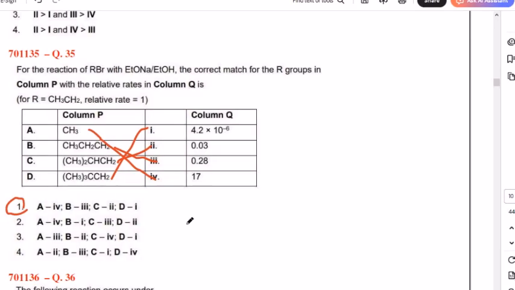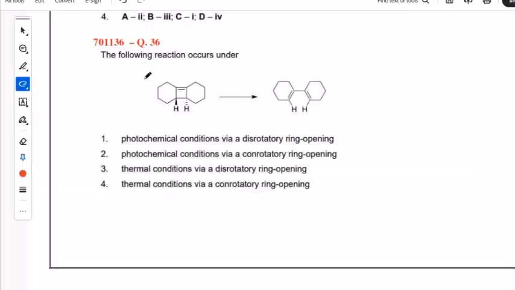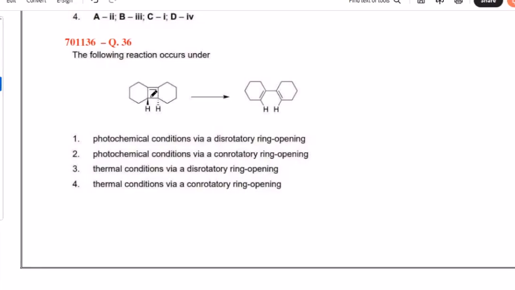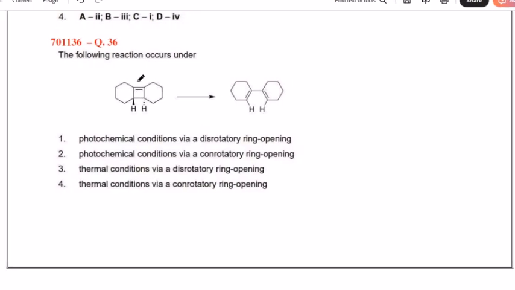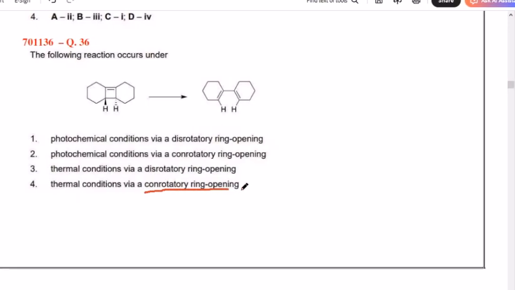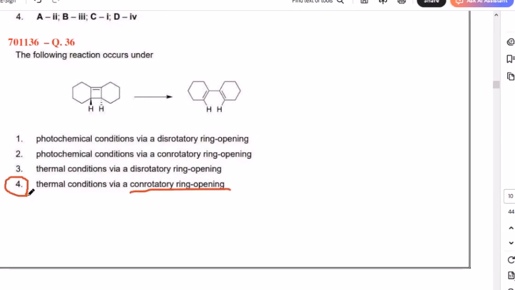Option number 1 is going to be the correct option, friends. Next, the following reaction occurs under thermal conditions. What is happening is ring opening. So this happens via conrotatory ring opening. Option number 4 is the correct option, friends.